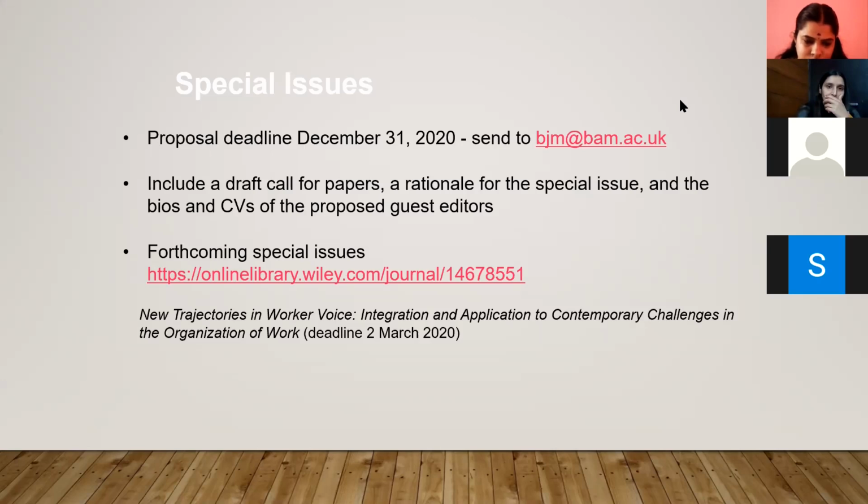All people who are working on criminal law will be submitting their paper here. But when there is a special issue in human resource, look at the issue that I've listed in the slide. New trajectories in worker voice, integration and application of contemporary challenges in the organization of work.